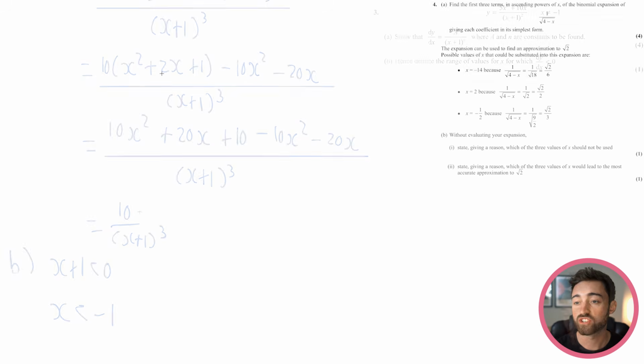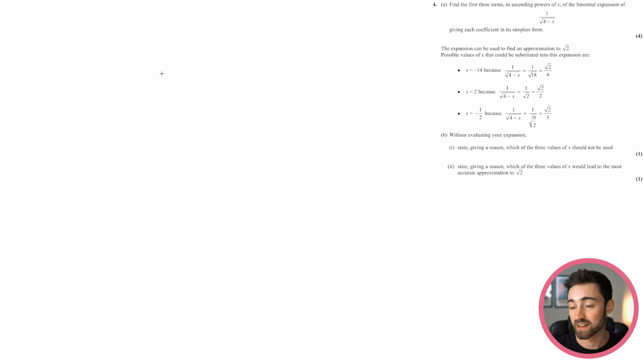Sweet! Question 4. Looks like we've got some binomial on our hands. Okay, so find the first 3 terms in ascending powers of x of the binomial expansion of 1 over the square root of 4 minus x.